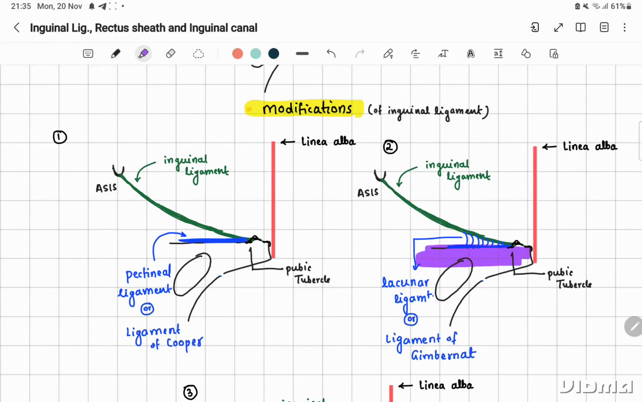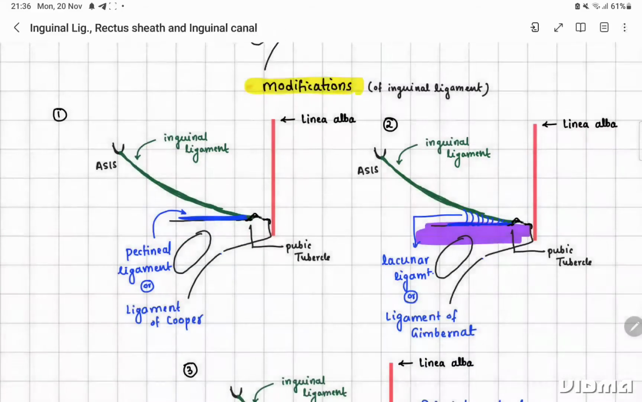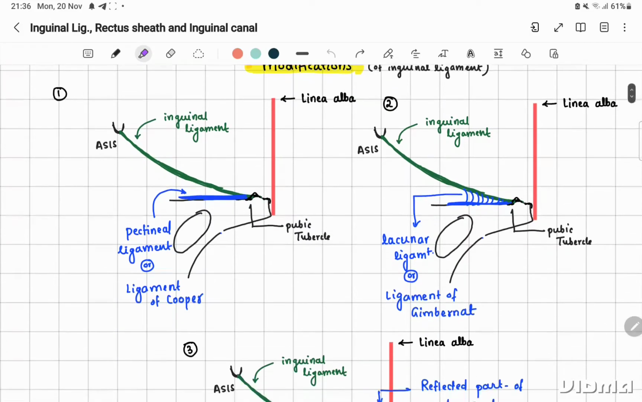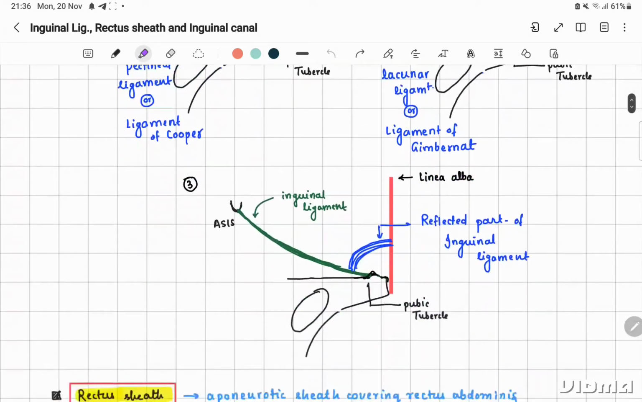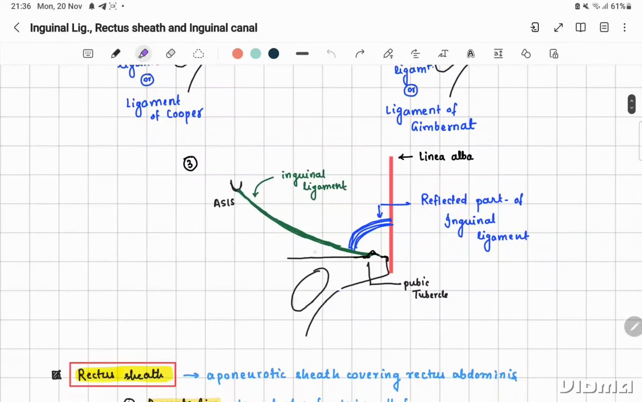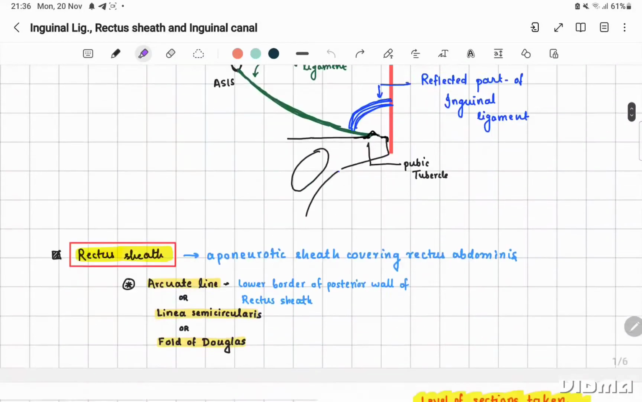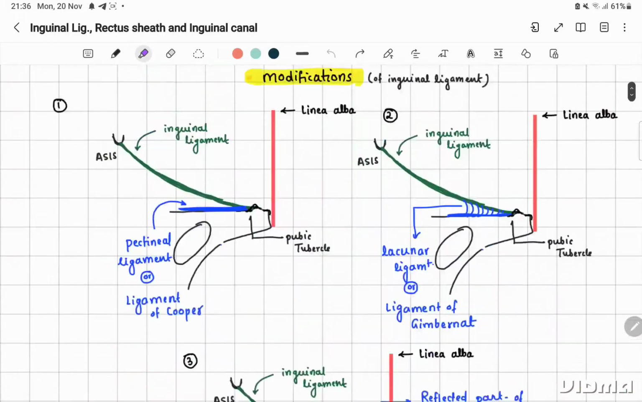Between the inguinal ligament and the pectineal ligament, a lacuna forms, called the lacunar ligament, or the ligament of Gimbernat. And here we have the reflected part of the inguinal ligament. So three modifications: the ligament of Cooper, the ligament of Gimbernat, and the reflected part of the inguinal ligament. So this is all about the inguinal ligament.